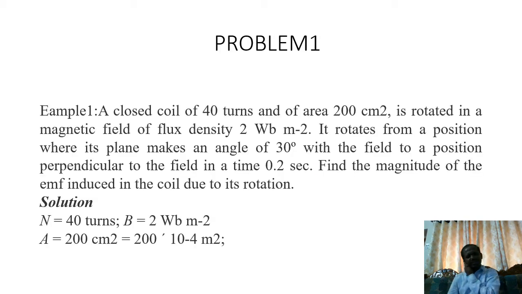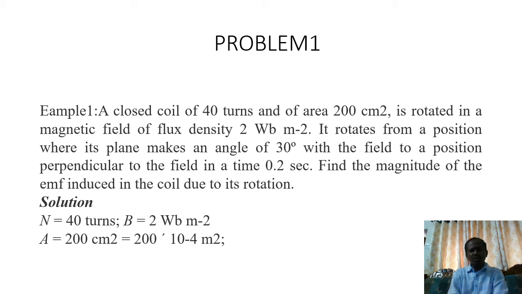Next, I am going to explain a simple example for this problem. A closed coil of 40 turns and of area 200 centimeters square is rotated in a magnetic field of flux density 2 Weber per meter square. It rotates from a position where its plane makes an angle of 30 degrees with the field to a position perpendicular to the field in a time of 0.2 seconds. Find the magnitude of the EMF induced in the coil due to its rotation.